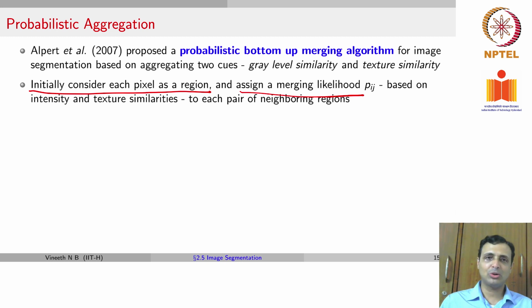But it's broadly based on intensity. You know how to compute intensity. By now you know how to compute texture. We talked about it the last time. So the Pij is based on intensity and texture similarities between the two pixels.